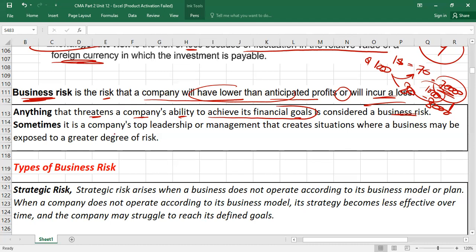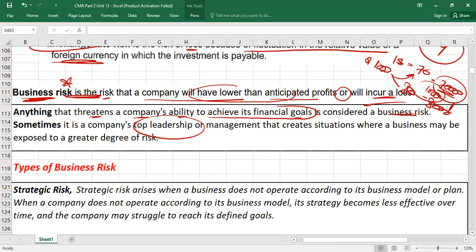Sometimes business risk can arise also from leadership. For example, if your CEO takes a wrong decision, it can create a risk for the business as well. So now we are talking about business risk. As I told you, it can arise through the leadership or management also. Sometimes management or leadership creates situations where a business may be exposed to a greater degree of risk. Maybe sometimes leadership will take wrong decisions which can lower your profits, or which can push you into losses. So this is the business risk definition. Actually, this is the exact definition.